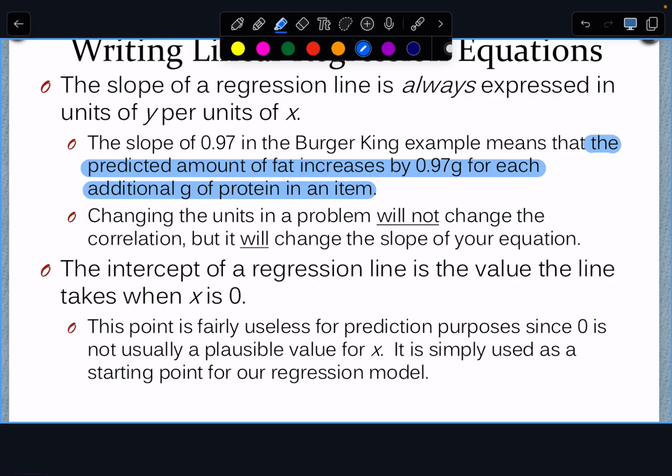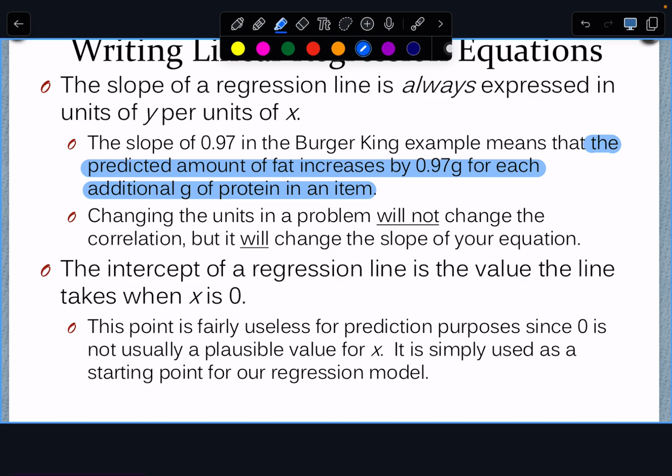So when we're thinking about slope, you need to have a statement that more or less says something to the effect that for every additional value of x, so each additional unit of x, whatever that happens to be measured in, y increases or decreases by this amount. So every time we interpret that, it's about how y is changing based on x. Okay, so that's an important part of this, making sure we know how to interpret that.